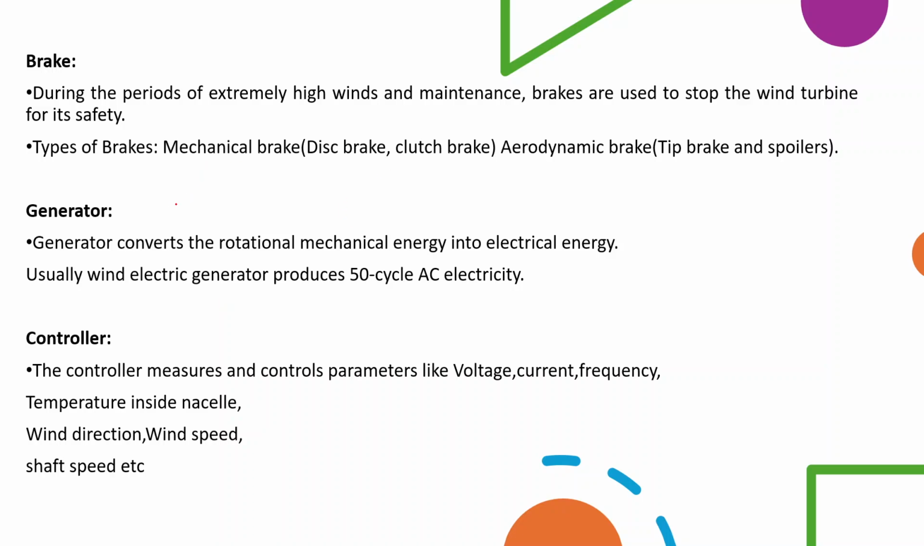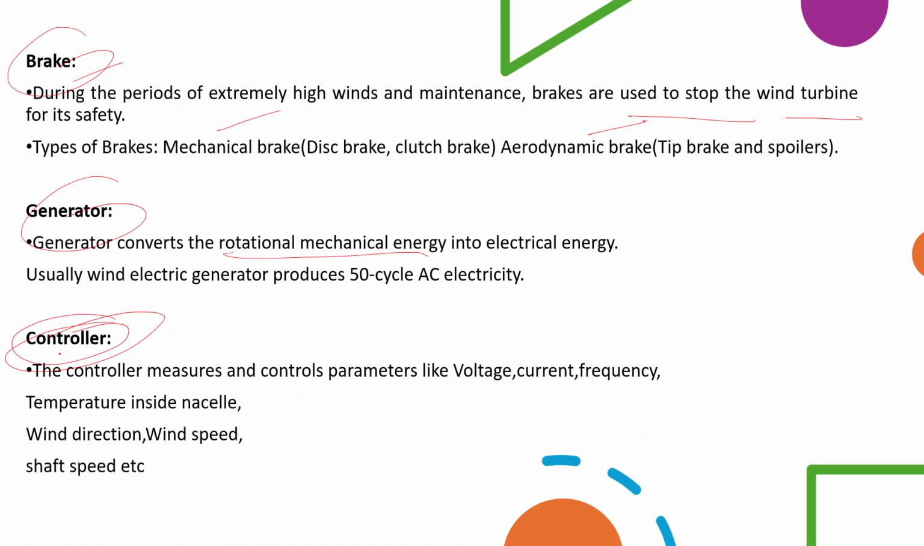These are the various parts of a wind turbine: brakes, generators, and controller. The generator converts mechanical energy to electrical energy. And what does the brake do? There are different types of brakes: mechanical and aerodynamic. For example, when there is extremely high wind or maintenance has to be done, the brakes are used to stop the wind turbine.